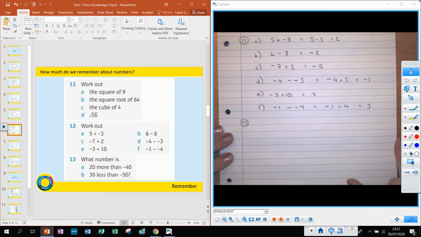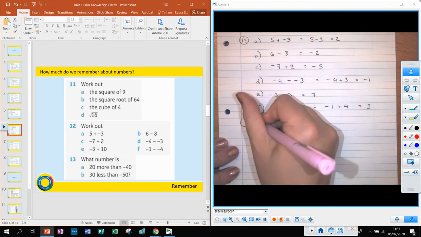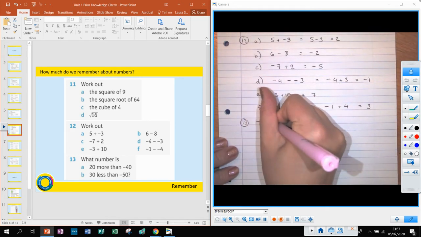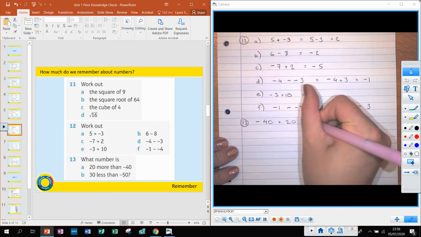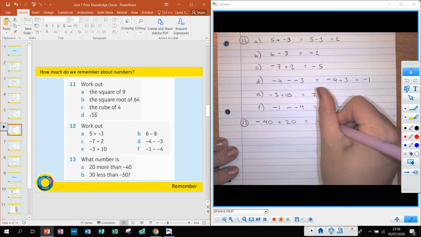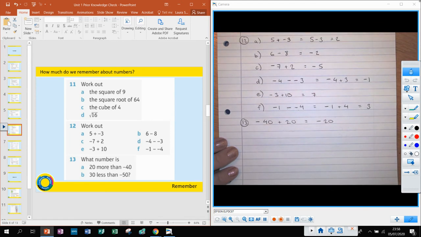Question 13. What number is 20 more than negative 40? Okay, 20 more than negative 40. Well, 20 more would mean we're adding it to the negative 40. So we're going to write this as negative 40 plus 20. And now it's easier to see that the answer is negative 20. So you need to write it out mathematically even though they gave it to you in words. So that's part A.